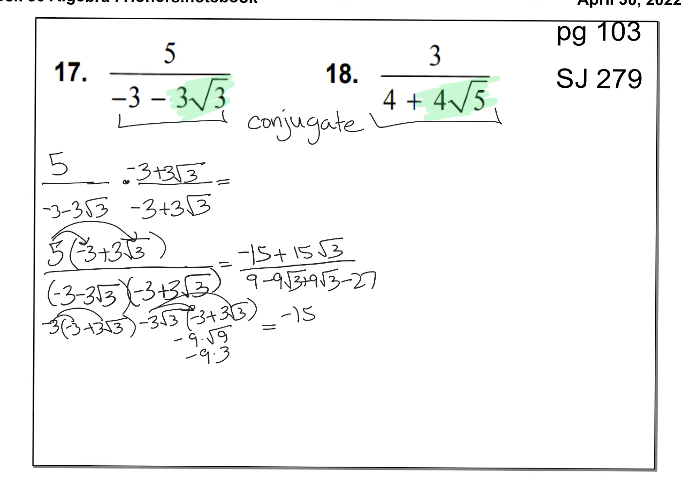The numerator I'm going to leave alone for now. My denominator, the middle terms cancel out. 9 minus 27. Is that -18?